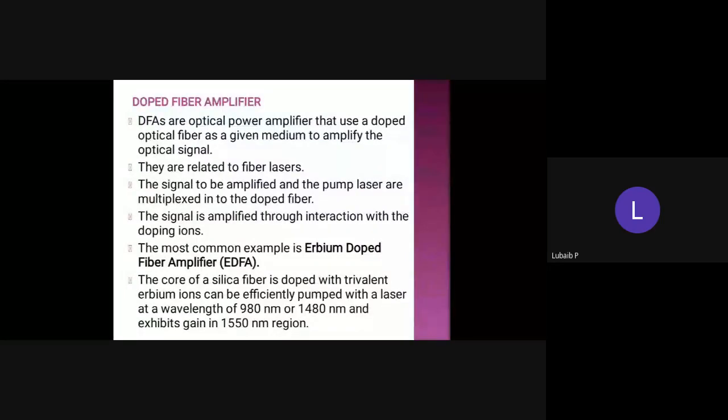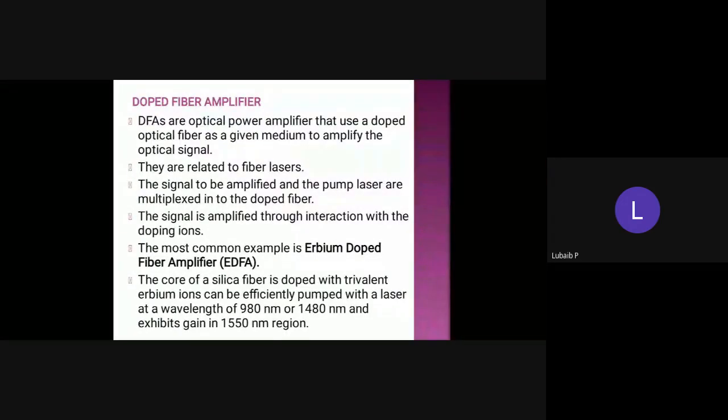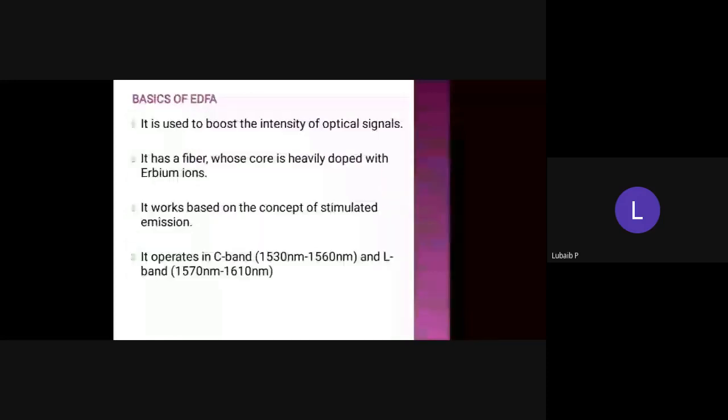So the signal is amplified through the interaction with the doping ions. In the EDFA, erbium ions are used for the doping. The core of the silica fiber is doped with trivalent erbium ions that can be efficiently pumped with a laser at a wavelength of 980 nanometer or 1480 nanometer, and it exhibits a gain in the 1550 nanometer region.